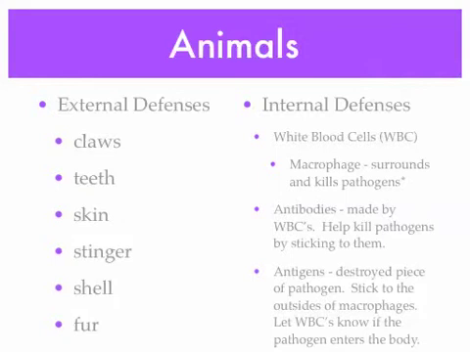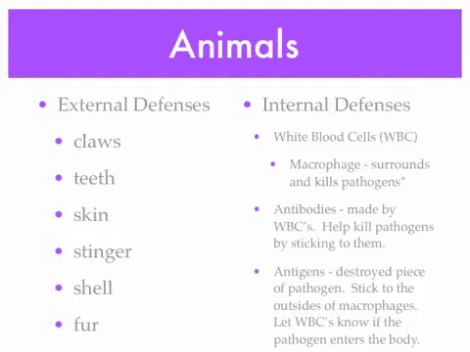In addition to white blood cells, there are also antibodies. These are made by white blood cells, and they help kill pathogens by sticking to them. Finally, there are antigens. Antigens are destroyed pieces of the pathogen. They stick to the outside of a macrophage, and they let white blood cells know if the pathogen enters the body. They're like an alarm system.